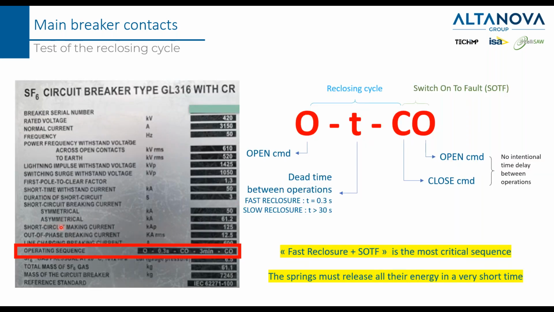The standard way to indicate in the nameplate of the circuit breaker how it must behave during an operating sequence like this is indicated in this way. So we now have to be familiar with this indication: O-T-CO. The reclosing cycle is an open command, then a time delay, and then a close command. This is a reclosing cycle.